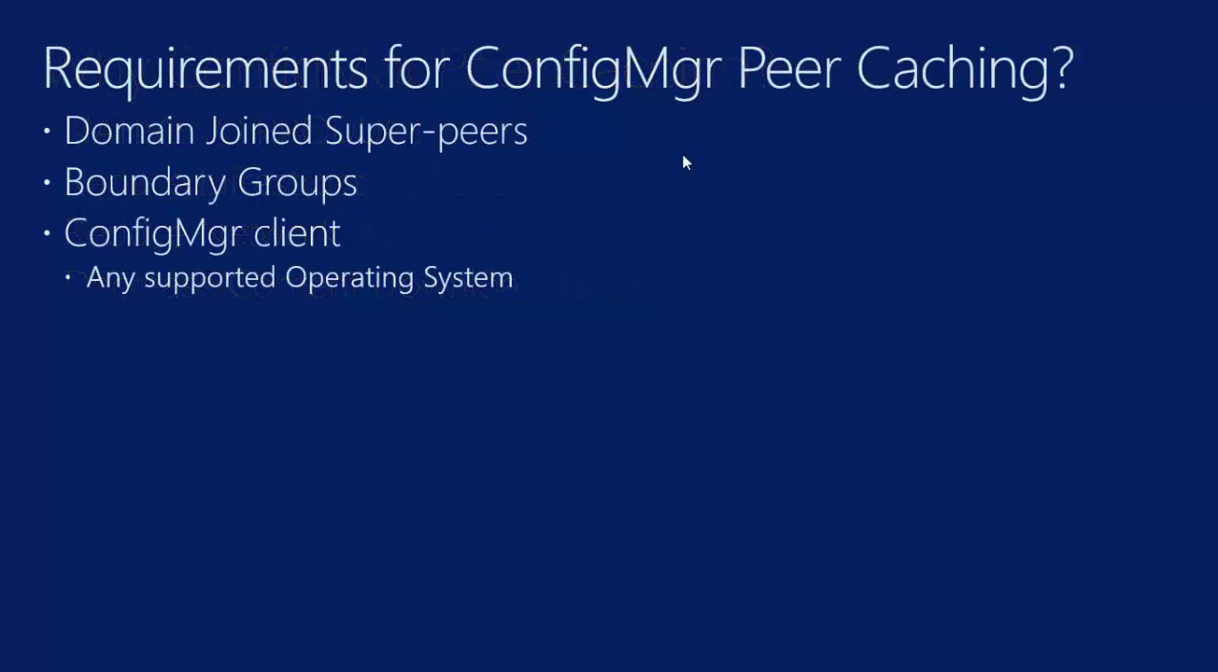What do we require to set this up? One of the requirements is to have your super peers domain joined. So these would be what, again, I referred to in the previous slide as content source peers. Those that will receive the content and seed or store the content and make it available to others are your super peers. Those systems must be domain joined. Now, that doesn't mean that the peers that would retrieve content from the super peers have to be domain joined. They don't. It's just the super peers that need to be domain joined to store that content and so forth.